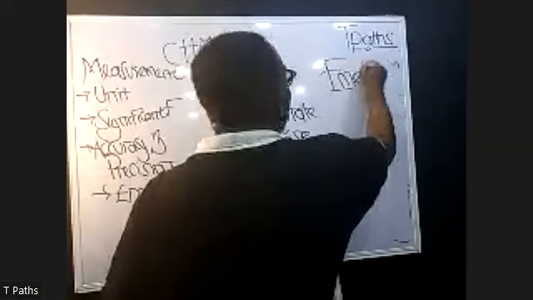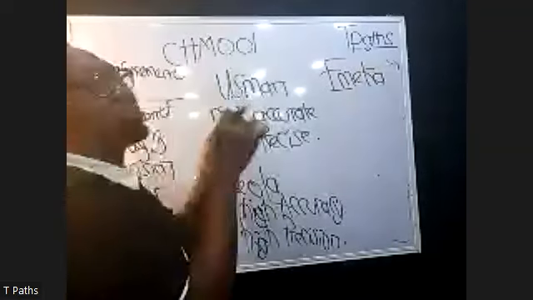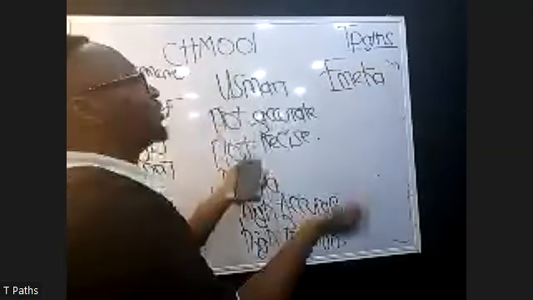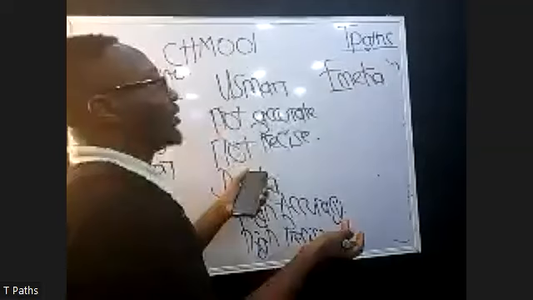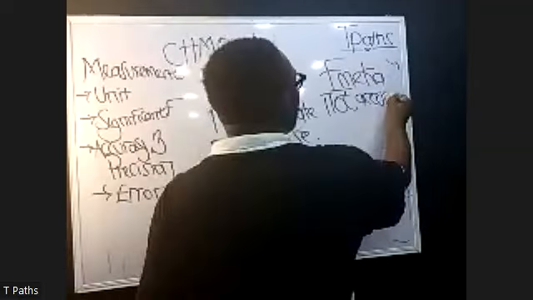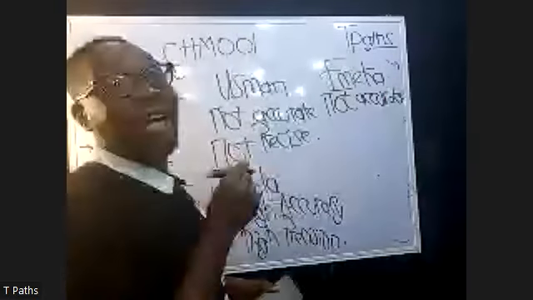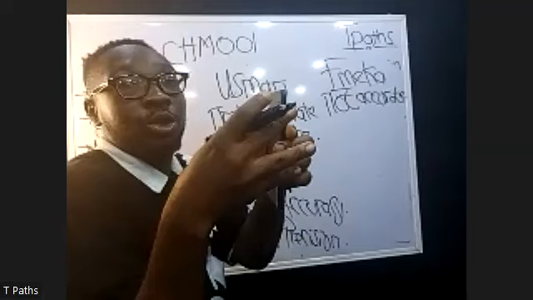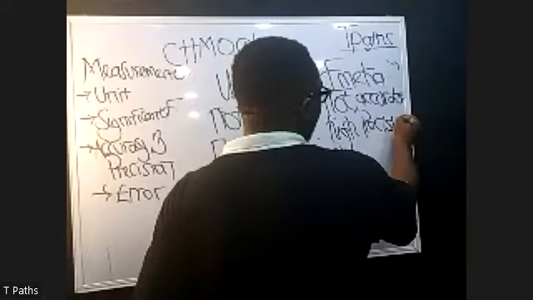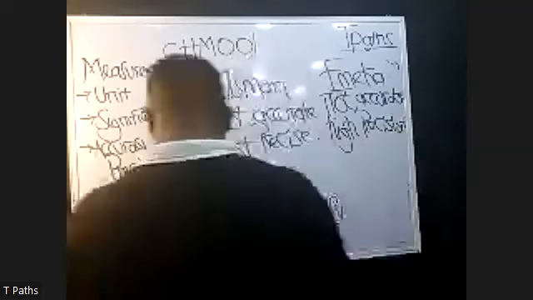Then we can look at Emeka. Look at the center. The values are not close to the center itself. Not accurate. But we know for sure that it is precise, because the values are closer to each other. So high precision.